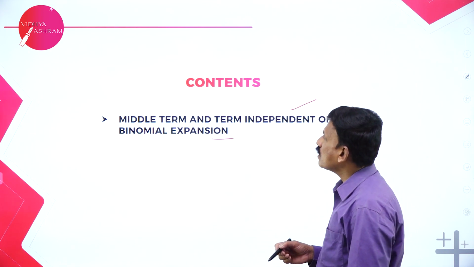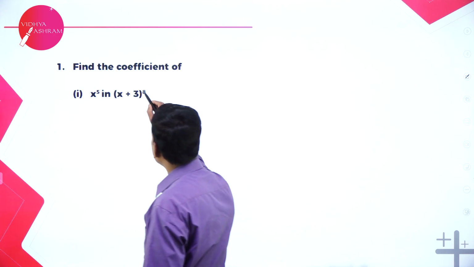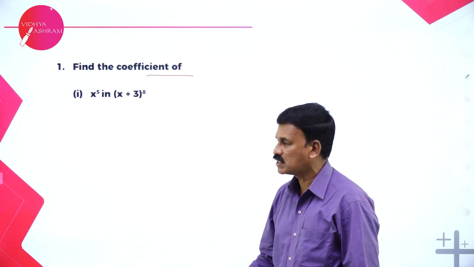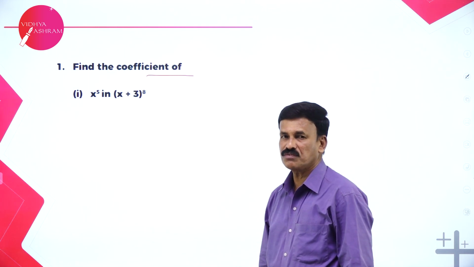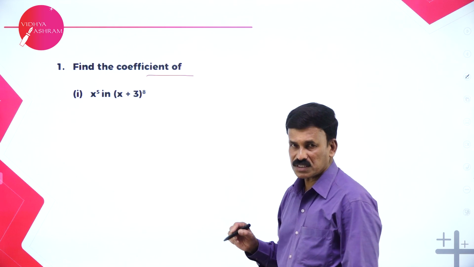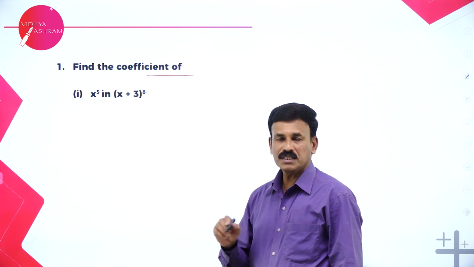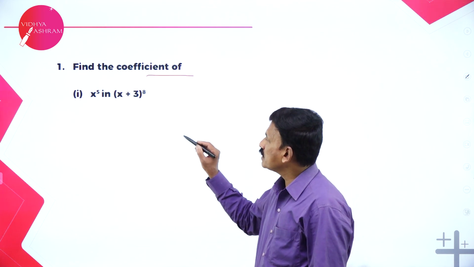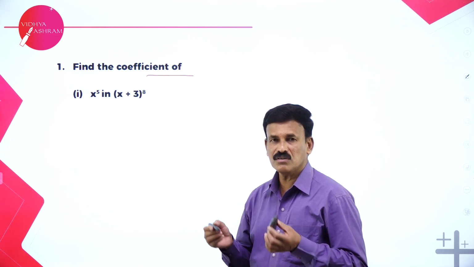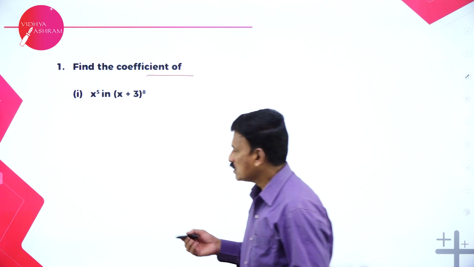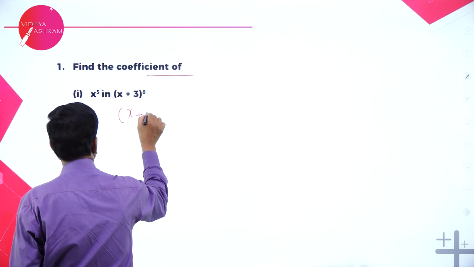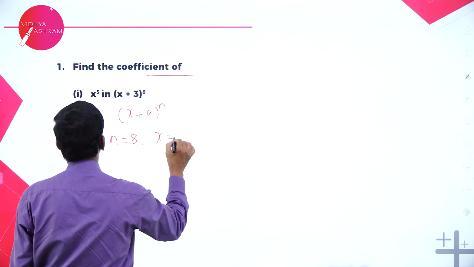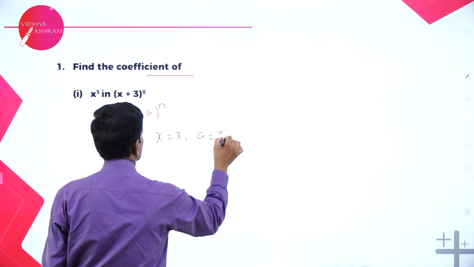Now, just find the coefficient of x raised to 5 in the expansion of (x plus 3) whole to the power of 8. So, what is to find the coefficient of x raised to 5? Just to find the coefficient of x raised to 5, find the nth term, that is tr plus 1. Find the general term and equate the power of x to x to the power of 5. You will get the value of r and substitute, you will get the coefficient. That's it. Now, comparing with (x plus a) to the power of n, what is n? n is equal to 8, x is equal to x itself, and a is equal to 3.